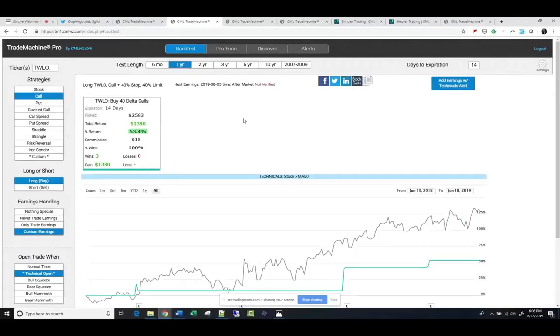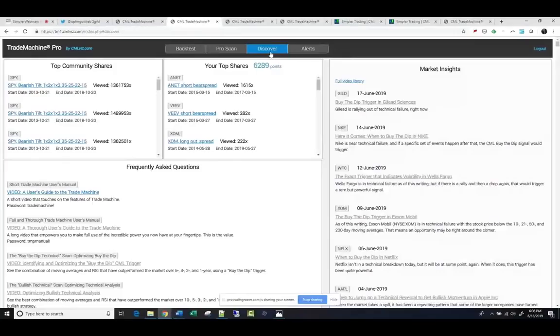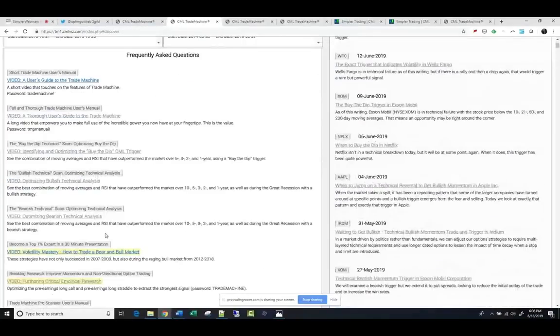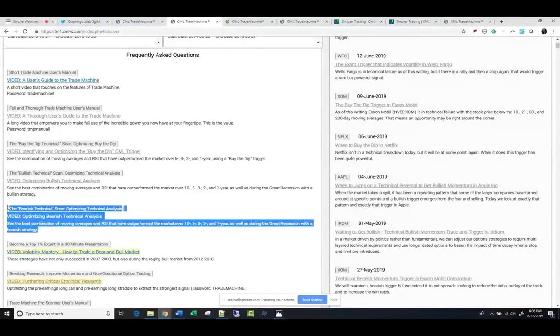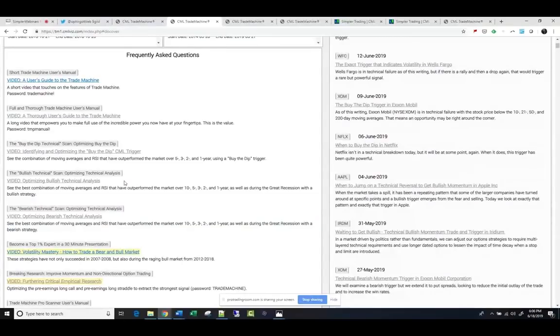This is when we get to the power of Trade Machine. We're talking about millions upon millions of data points, hundreds of thousands of back tests through 2 bear markets and a long bull market, for both a bullish trigger and a bearish trigger. You don't always have to get long. In the Discover tab, you will learn about the requirements for these triggers. It's called the bearish technical scan and the bullish technical scan.